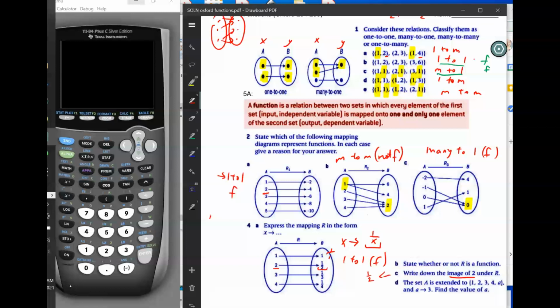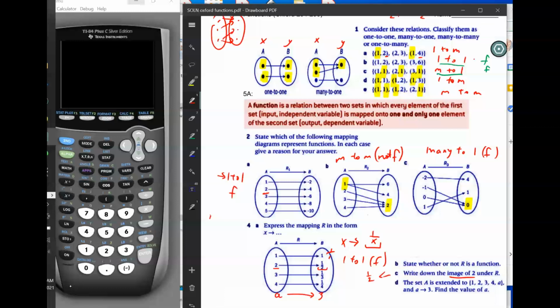D. The set A is extended to 1, 2, 3, 4, a, and a maps to 3. Find the value of a. Okay, so the A set is going to have one more element called a, and they say that a maps to 3, and they want to know what is a.